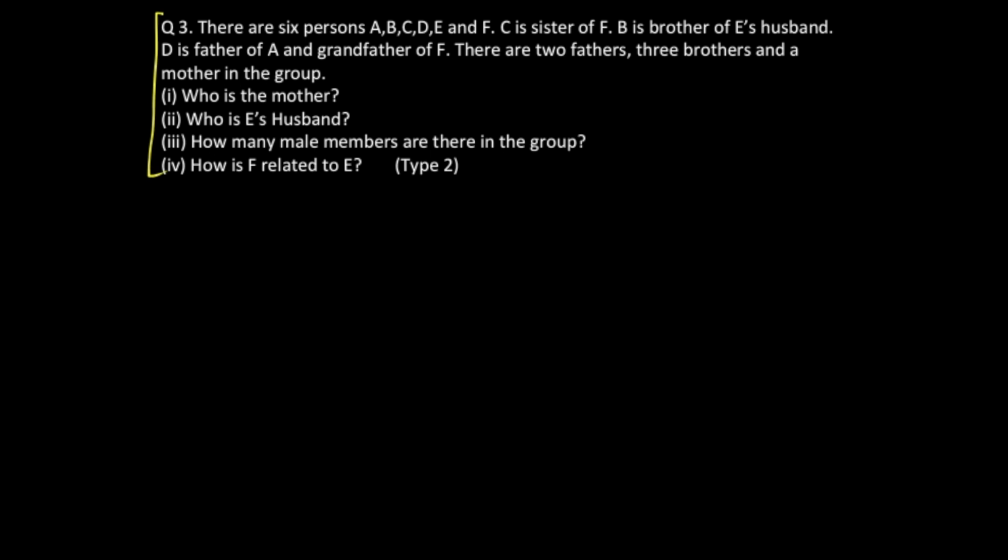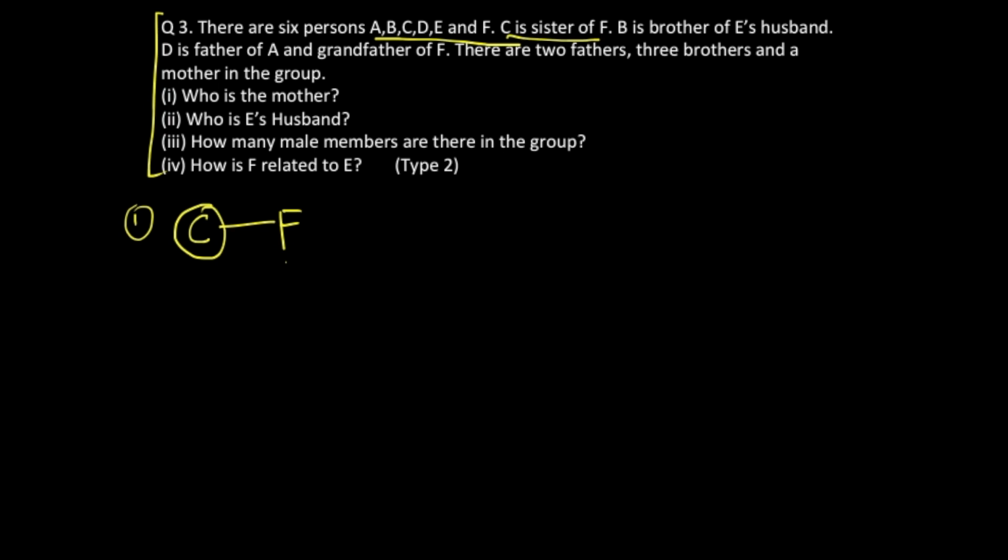Okay, so in question number 3, it says that there are 6 persons A, B, C, D, E and F. Okay, so we'll follow a step-by-step process in this question. It says that C is sister of F. So in the very first step, we'll write that C is a sister of F. So C is a female and she has a sibling called F. We don't know whether F is male or female.